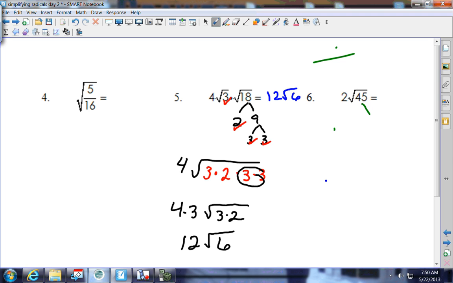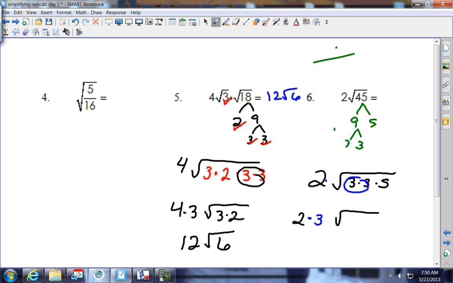Okay. Here we go. 45 splits up as 9 and 5. 5 is prime. 9 splits up as 3 and 3. So I have 2 square root, and inside the square root is 3 times 3 times 5. 2 stays outside. I've got a pair of 3s. 3s go outside. That 5 will stay inside. 2 times 3 is 6. So I got 6 square root of 5. That's what my answer is.